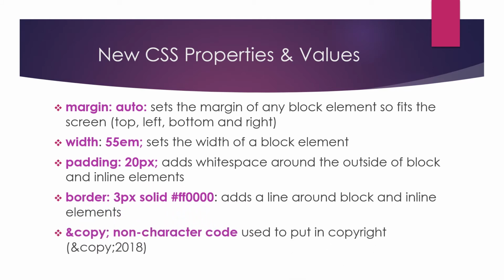And you have the non-character code for copyright. So when you go to put in your copyright in the footer, you would use the ampersand sign or the and sign, which is on the 7 key. Type in the word copy, semicolon, and then the year, 2018.